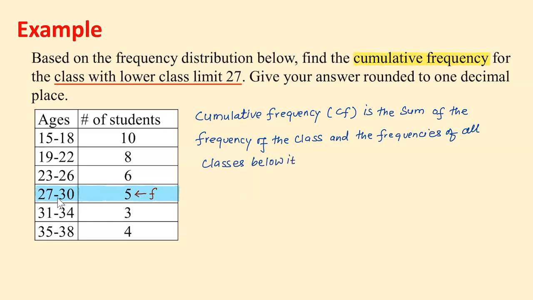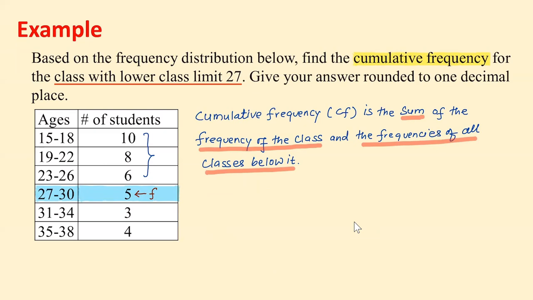So if you look at all classes below, these are the classes, and their frequencies are these numbers. So it is the sum of 5 and all these numbers here. 5 and all these numbers. So that is the definition. From the definition, it's very clear that the cumulative frequency is the sum of the frequency of the class and the frequencies of all classes below it. So that's how we can find the cumulative frequency for a particular class.